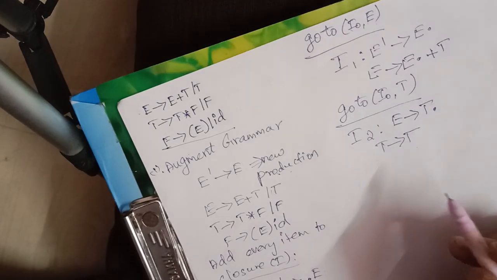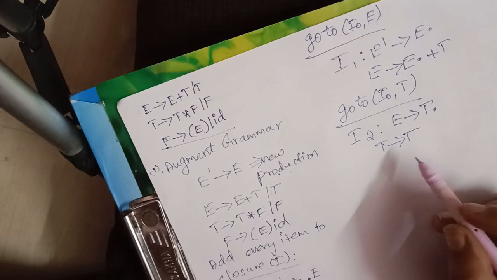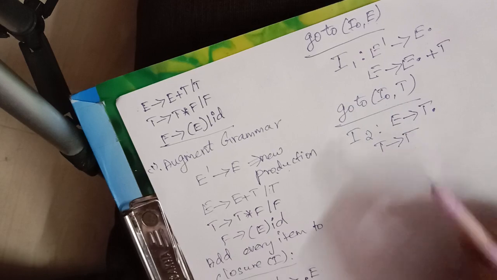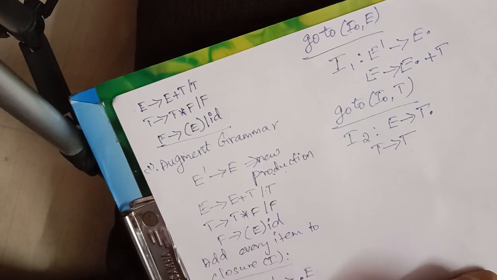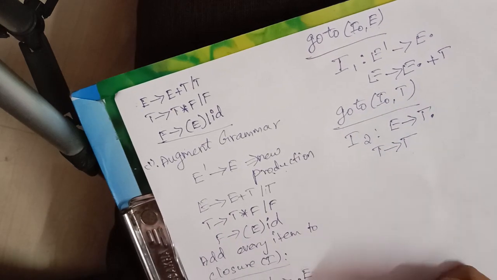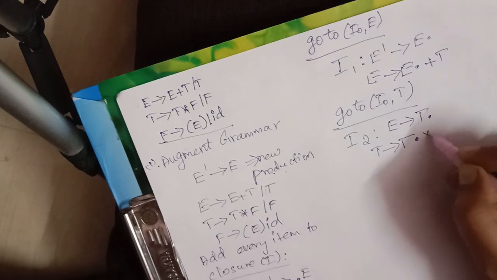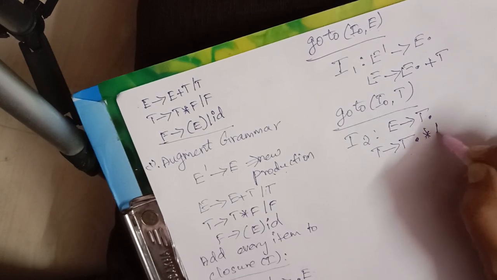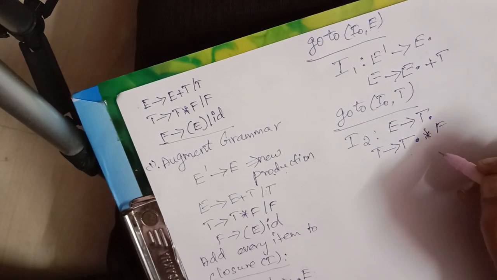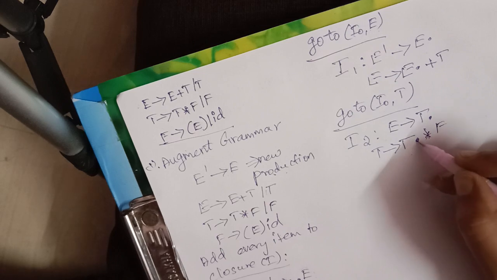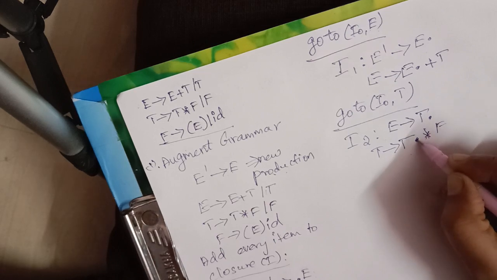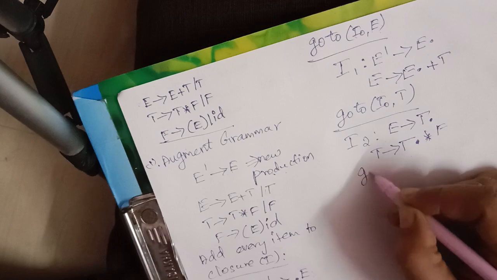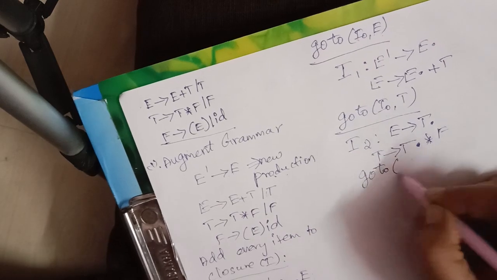So now if you are doing this, you need to move the dot. E tends to dot T, so we are moving it here. T tends to T dot star F. Okay, the dots are moved here. After that we have completed this step. Then we are going for go to I0 comma F.